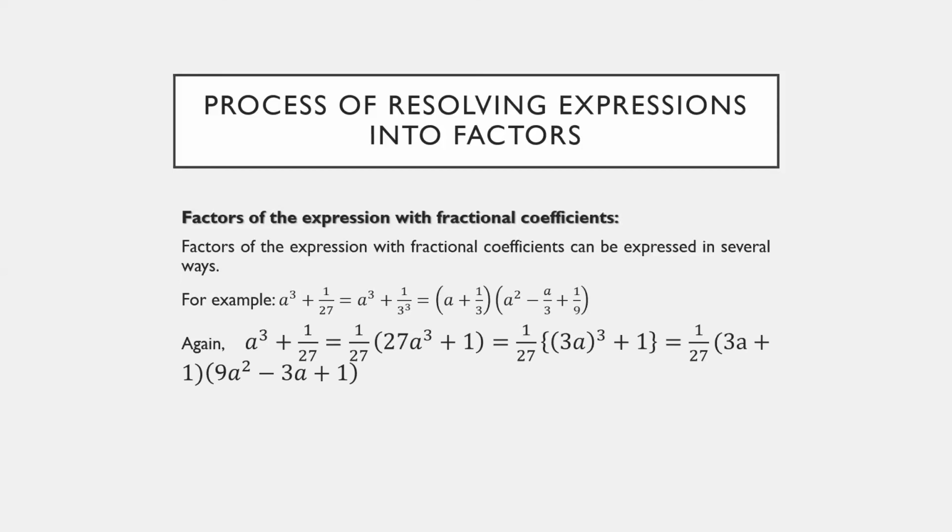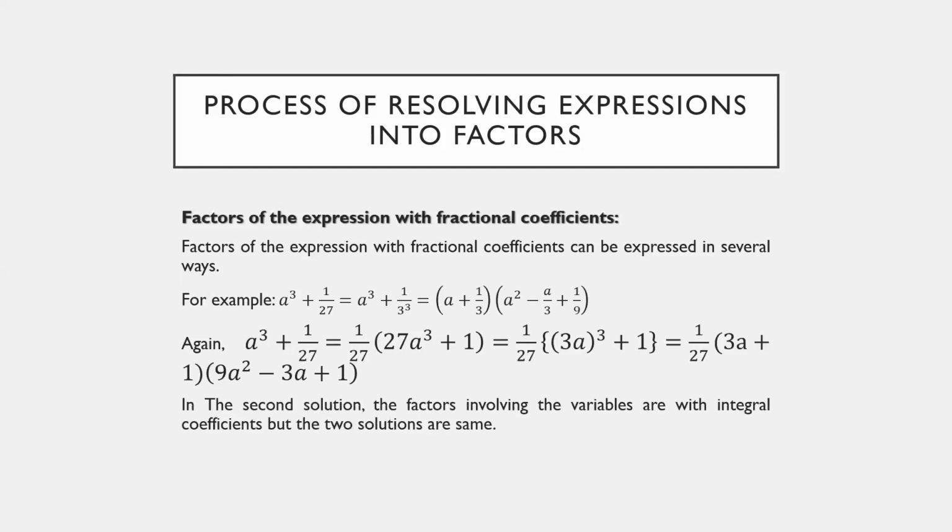If we multiply 1 by 3 with 3a plus 1, we will have a plus 1 by 3. And if we multiply 1 by 9 with 9a square minus 3a plus 1, we will have 9a square by 9, that is a square, minus 3a by 9, that is a by 3, and plus 1 by 9. So we got the same results, whatever method we have chosen. In the second solution, the factors involving the variables have integral coefficients, but the two solutions are the same. We have seen how they are the same.